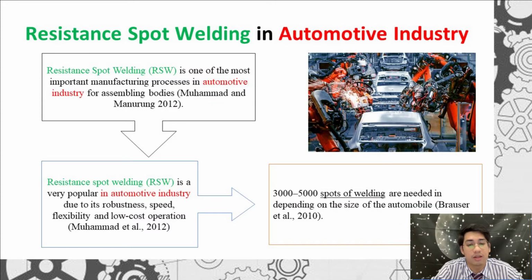Resistance spot weld also is a very important process in the automotive industry for fabricating car bodies. As you can see over there in the picture, the sparkling from spot weld in an automotive assembly line. It is very popular in the automotive industry as it is robust, fast, which is very important in the manufacturing sector, and low cost to operate. All these characteristics are very much needed because 3,000 to 5,000 spot welds are needed in an automobile.